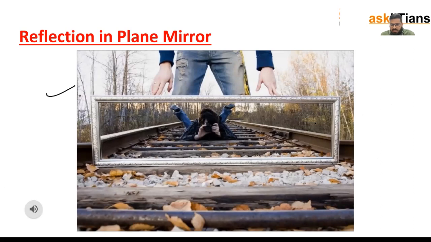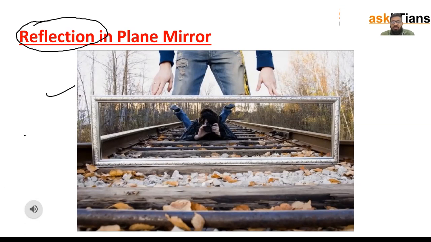So there is a mirror present here. From the mirror, you can see he is holding a camera and taking an image of himself. He is trying to take an image in which he is seen in the mirror. Whatever image is present in the mirror is due to the process known as reflection. If I simply define reflection, reflection is the bouncing back of light rays.